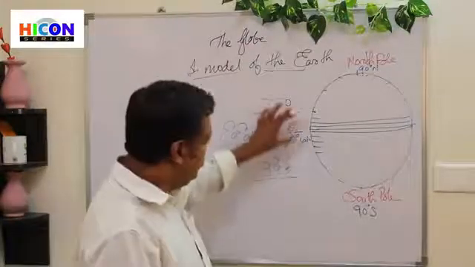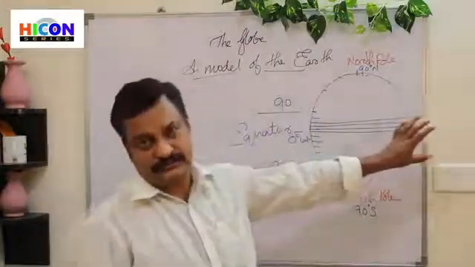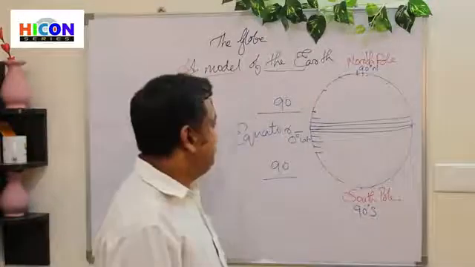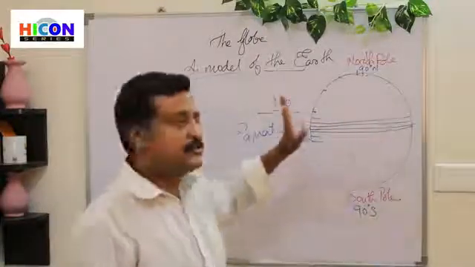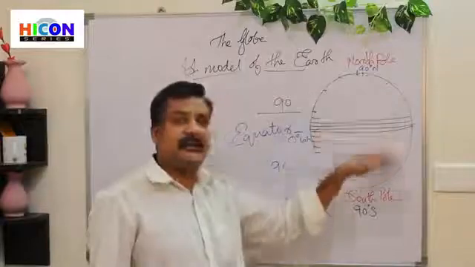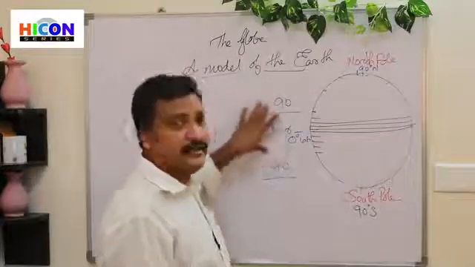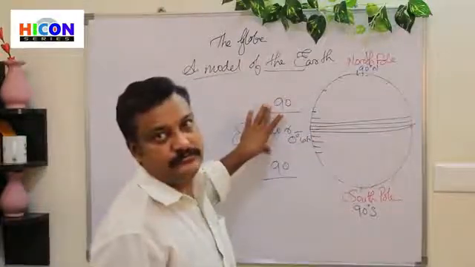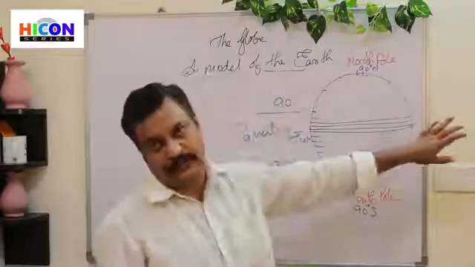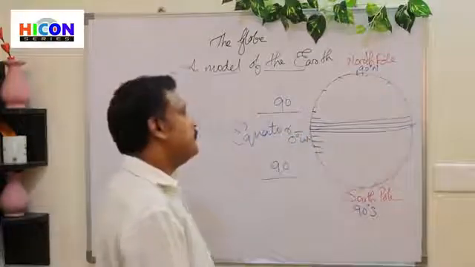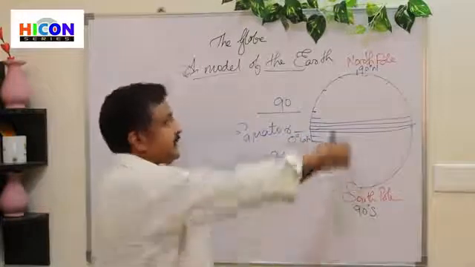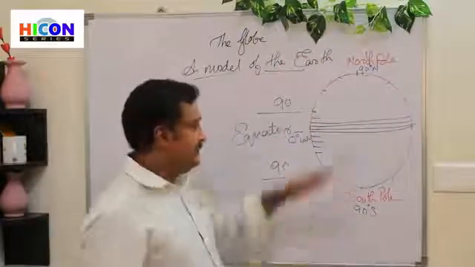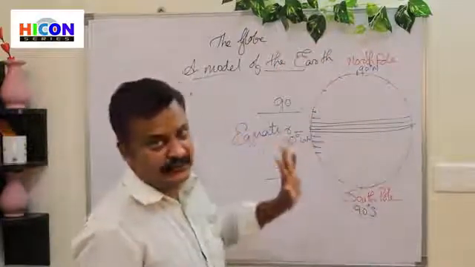Okay? So they never touch each other. Latitudes will never touch each other. The total number of latitudes we have on the earth is 181, including the equator. Right? So there are 90 in the northern hemisphere and 90 in the southern hemisphere.